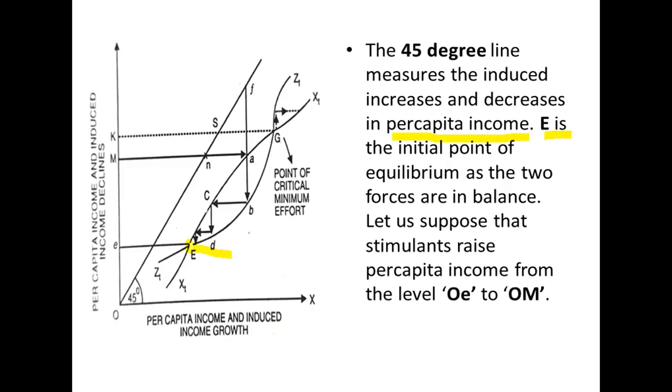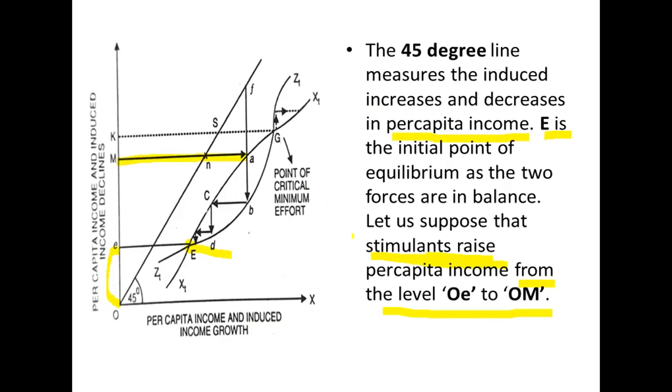Okay, let us suppose that stimulants raise per capita income from OE to OM. Here our income is OE, because we are at point E, and OE is the level of income. Now we increase the per capita income from OE to OM. What happens then?